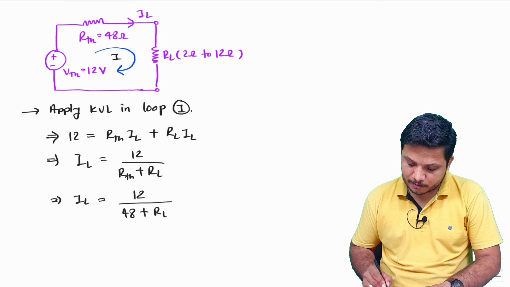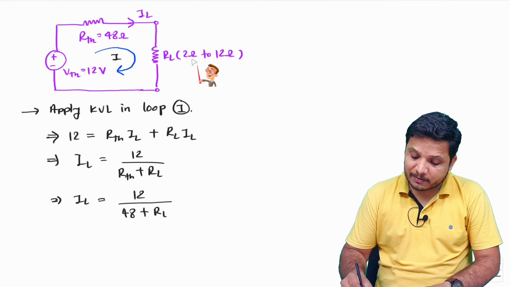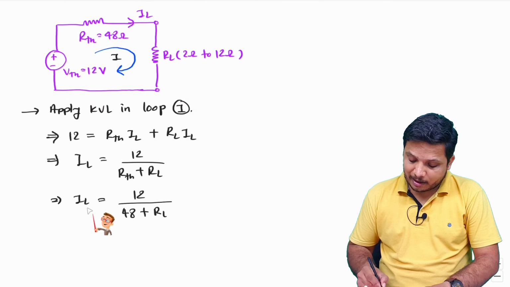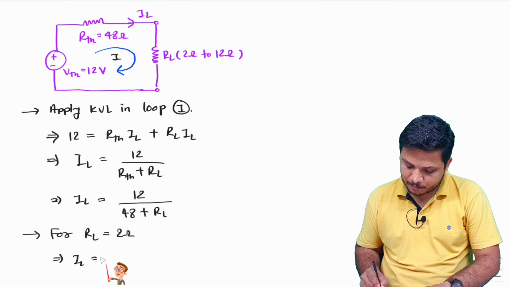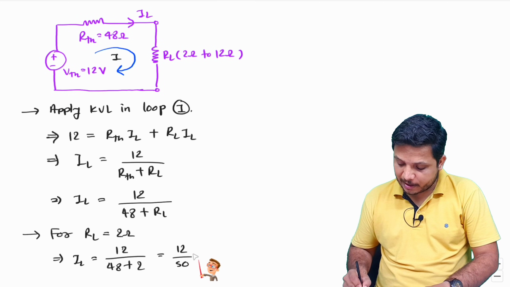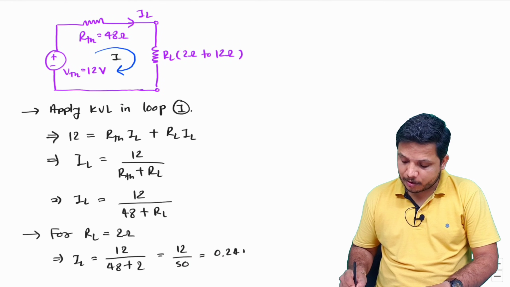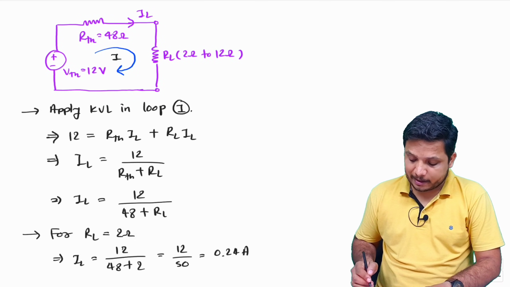Now if you see this, RTH, that is 48, is fixed, but RL is changing, right? Now if you consider the first case in which RL is equal to 2 ohm, then our IL will be 12 divided by 48 plus 2, right? So that will be 12 by 50, and if you resolve this, this will be 0.24 ampere, right?